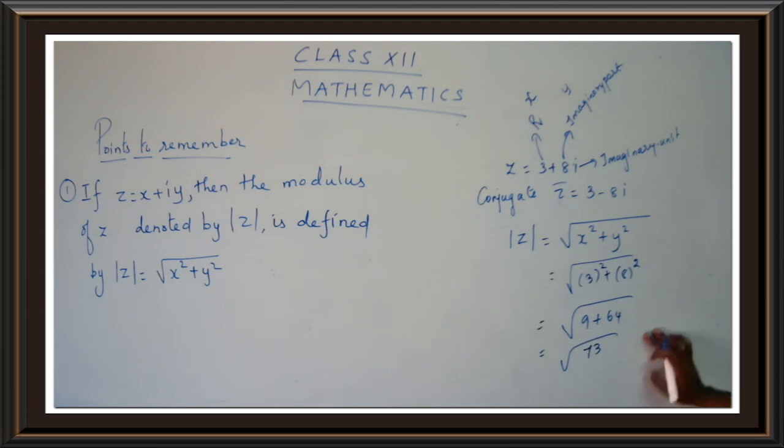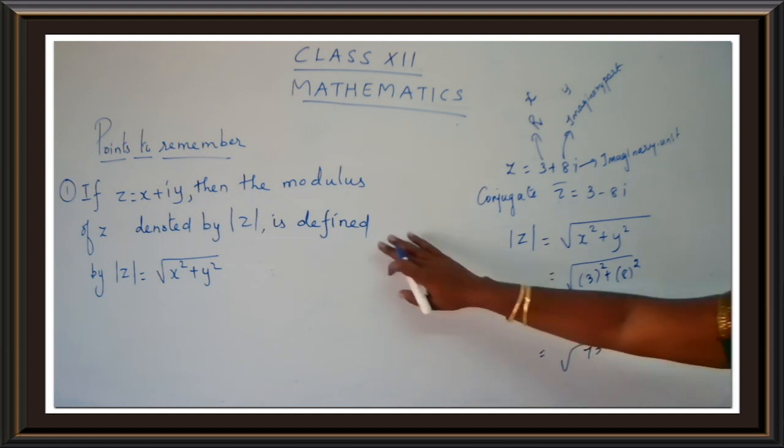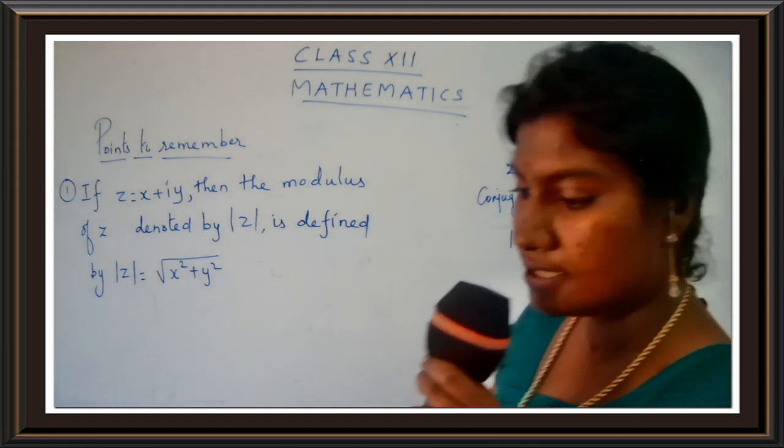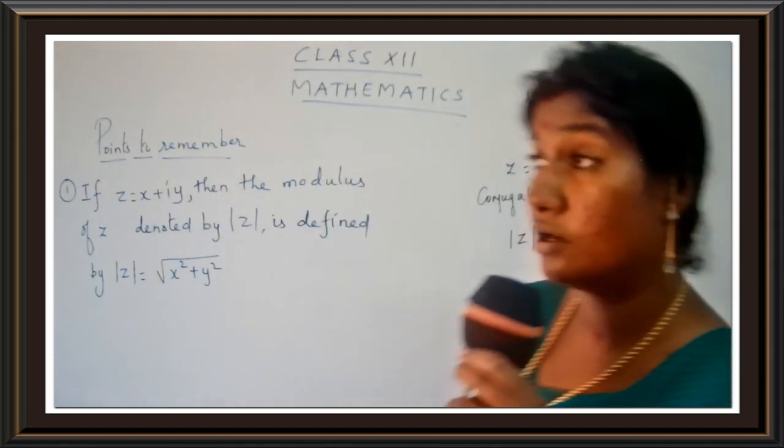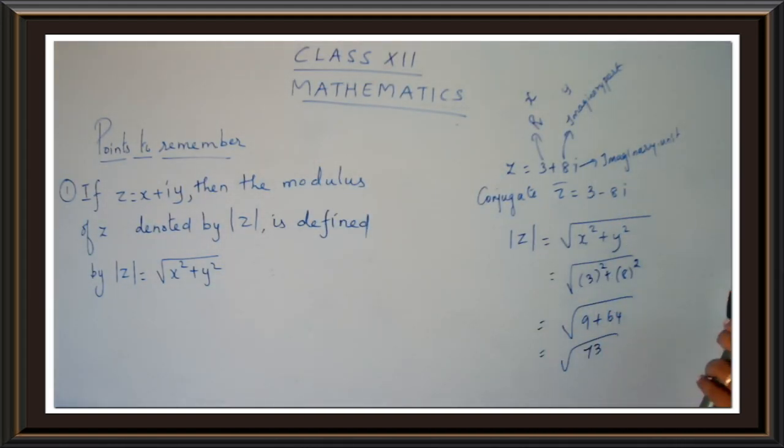So just write down the definition. So what is the definition for modulus? How are you going to find modulus? Modulus is denoted by mod z and the formula is square root of x square plus y square.